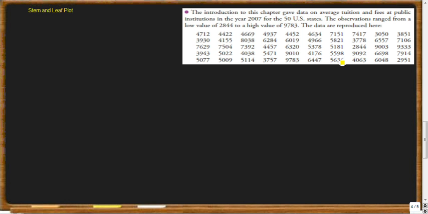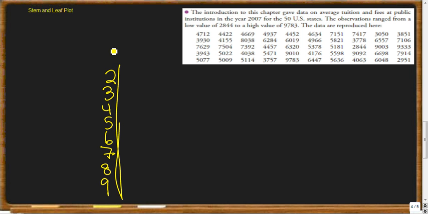So it looks like our smallest, at least in the thousands, is going to be 2. And so we're going to write 4, 5, 6, 7, 8, 9. And it's important to write that this is in the thousands. Now the rest of it is going to be in the ones, because that's just how it works. So from here, we're going to write out different numbers.